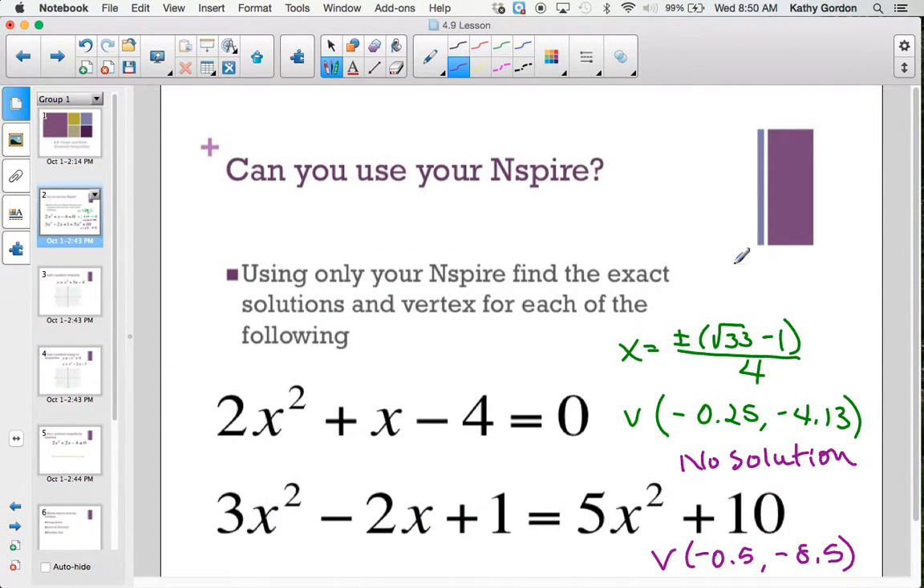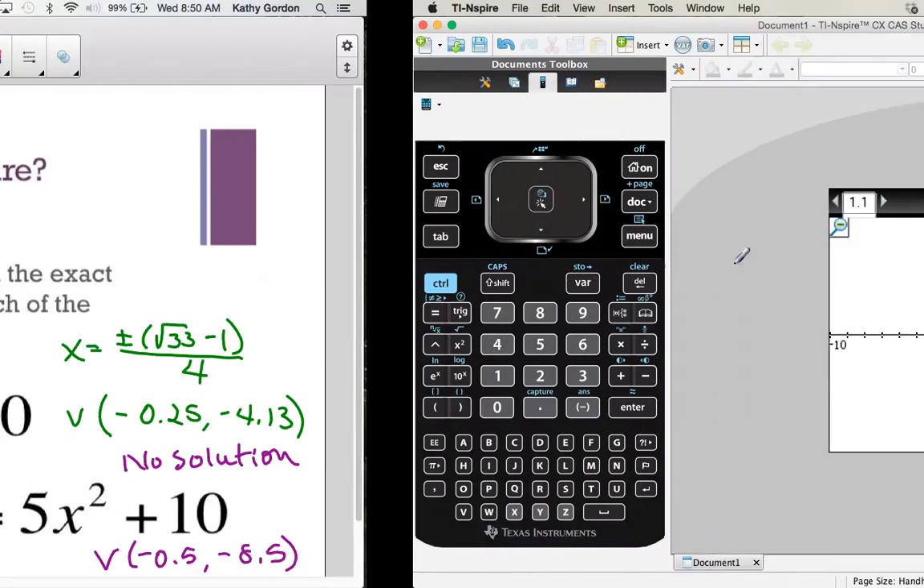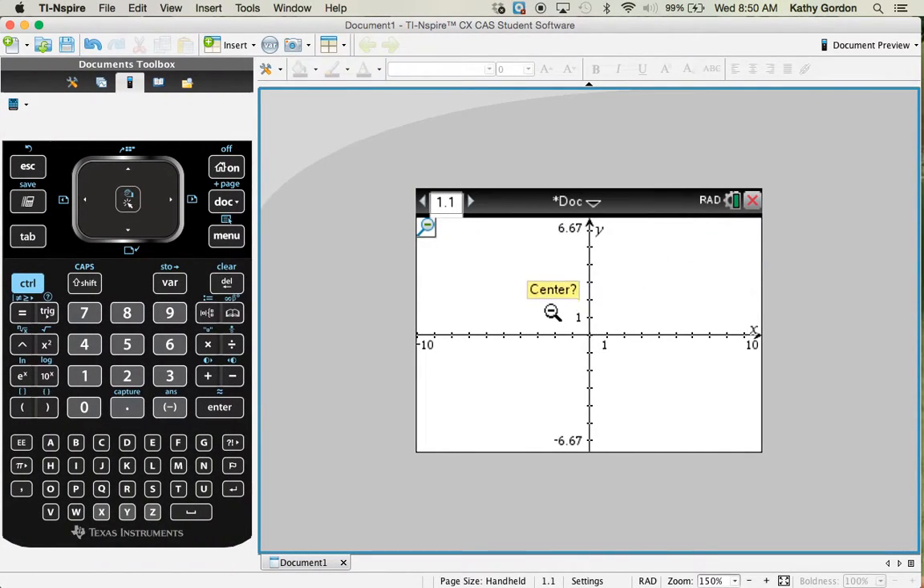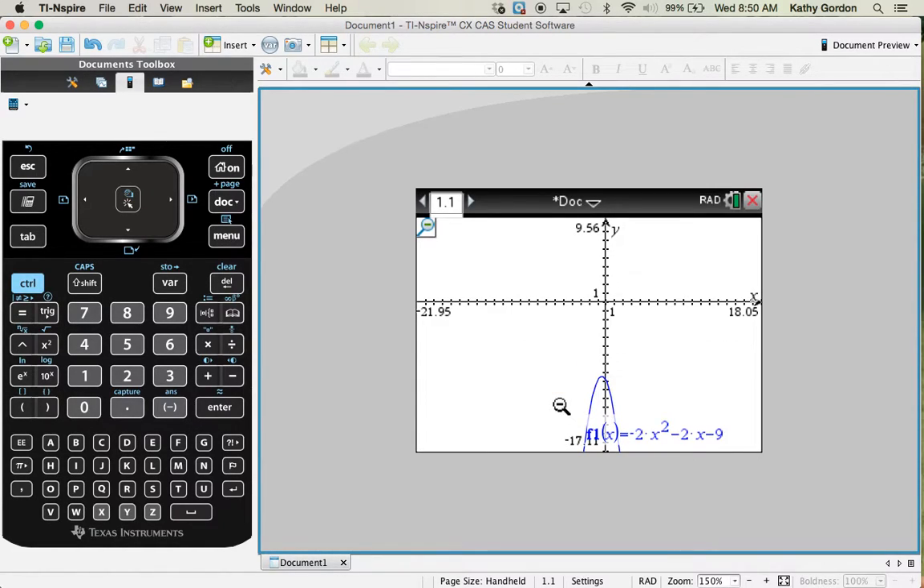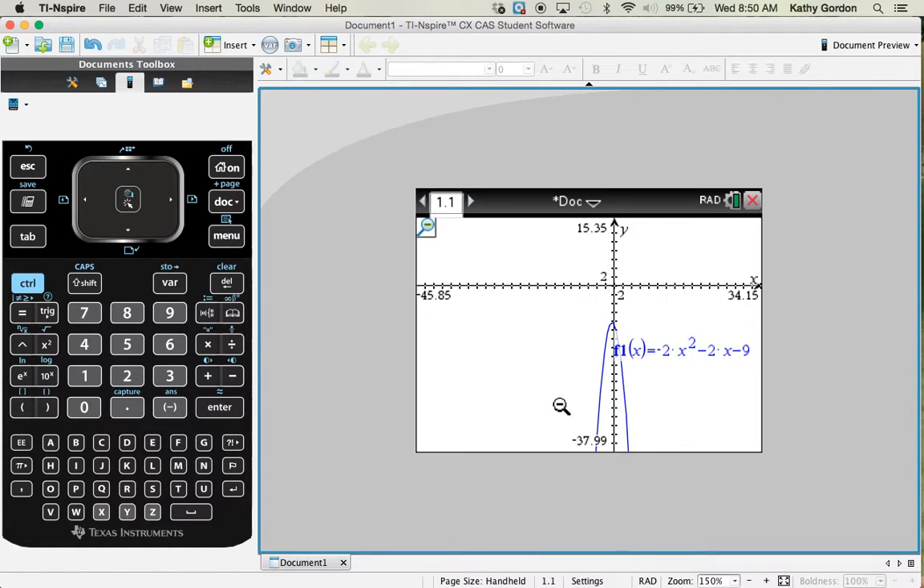Negative 0.5 and a negative 8.5. So probably it's not. Probably it's more like over here. So wherever you click on the screen, that becomes the new center. So it'll zoom out, but it'll also zoom out based on that being more in the middle of your window now, until you can see something. And if I keep clicking on it, it will keep zooming out.